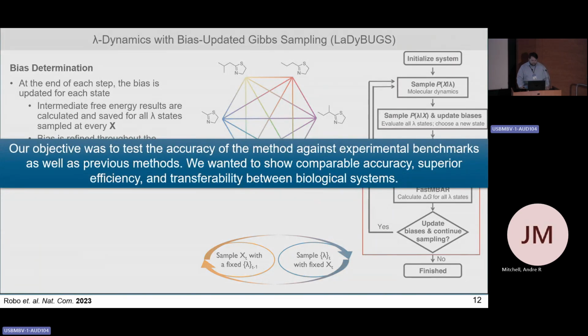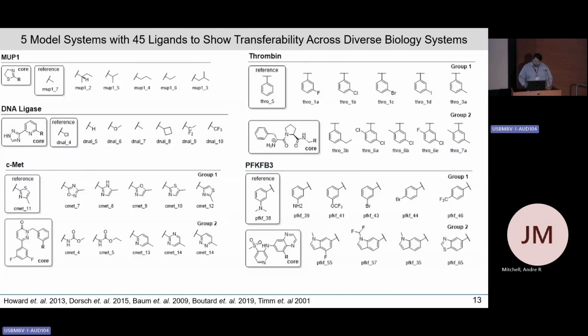Our objective when we were doing this was to test the accuracy of the method against both experimental benchmarks as well as previous methods. We wanted to show comparable accuracy and superior efficiency and transferability between biological systems. So to show that transferability, we tested this method in 5 model systems with 45 ligands. And these substituents are also going to be very different.